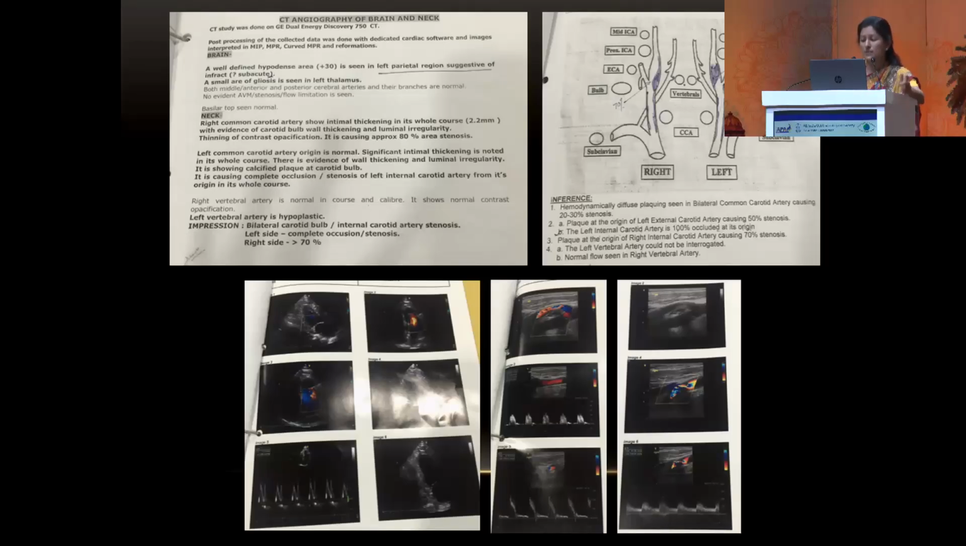So this patient was then sent for cardiac evaluation, and in the left eye there was 100% occlusion or stenosis in the ICA. The right eye had about 70%. So at this stage, the interventional cardiologist can prevent the sequelae such as stroke.